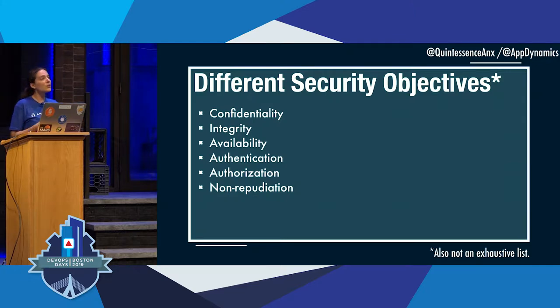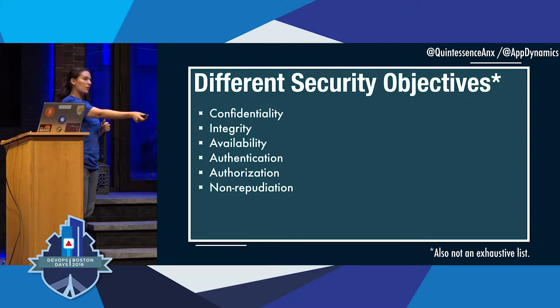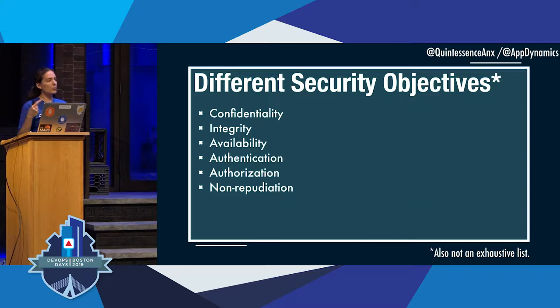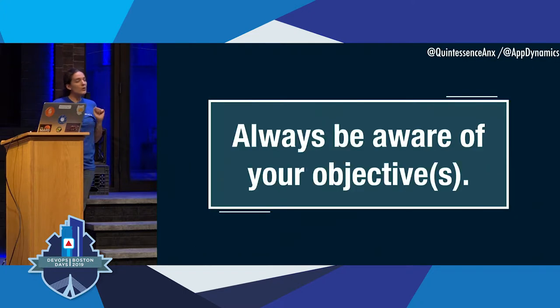But if what you care about is, oh, I wanna make sure that the log that's received by the aggregation server matches the log that's been sent by the shipper, then you're caring about integrity. If you wanna make sure that only the people who you want to see logs can see logs, you care about authorization, et cetera. So if you're always aware of your objectives, you will get better search results in general, and that will help you beyond the scope of this talk.